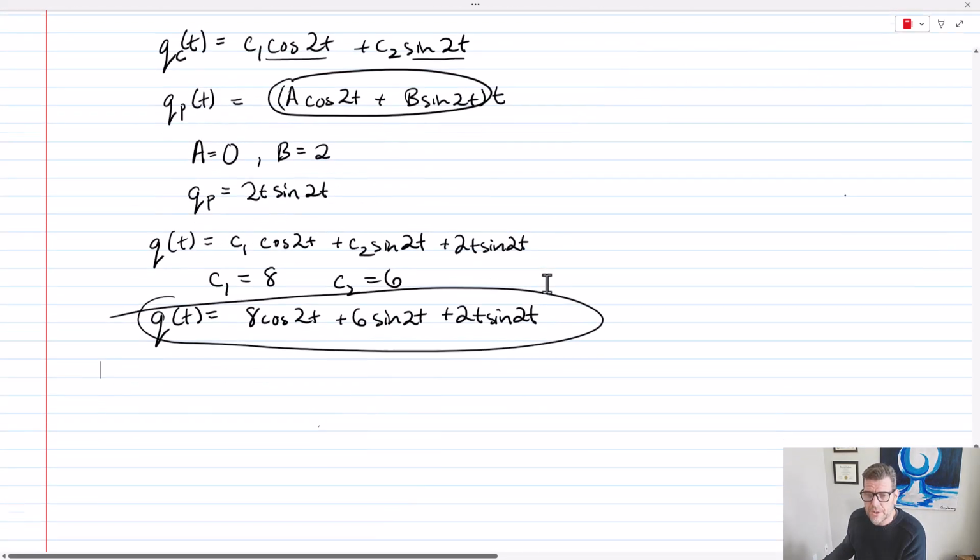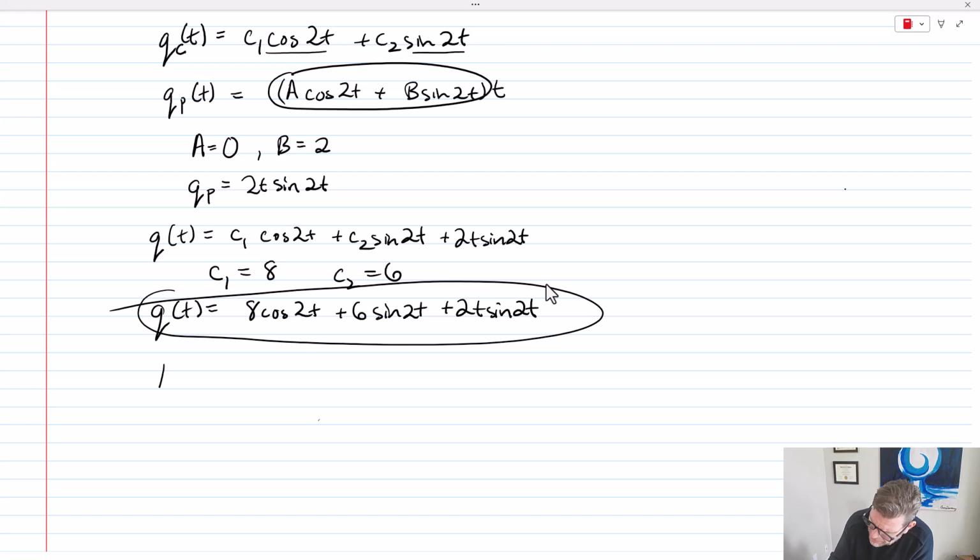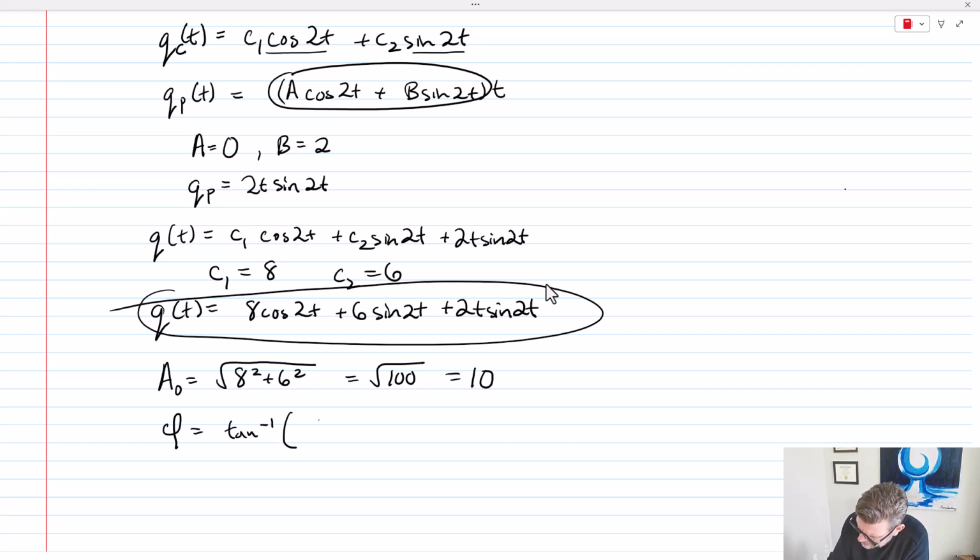If we want to change that to phase mode form, we'll first figure out what A naught is. And remember, A naught is going to equal the square root of c1 squared plus c2 squared. So it'll be the square root of 8 squared plus 6 squared, which is the square root of 100, which equals 10. And then our phi is going to equal tangent inverse of c2 over c1, 6 over 8, which is approximately 0.6435.